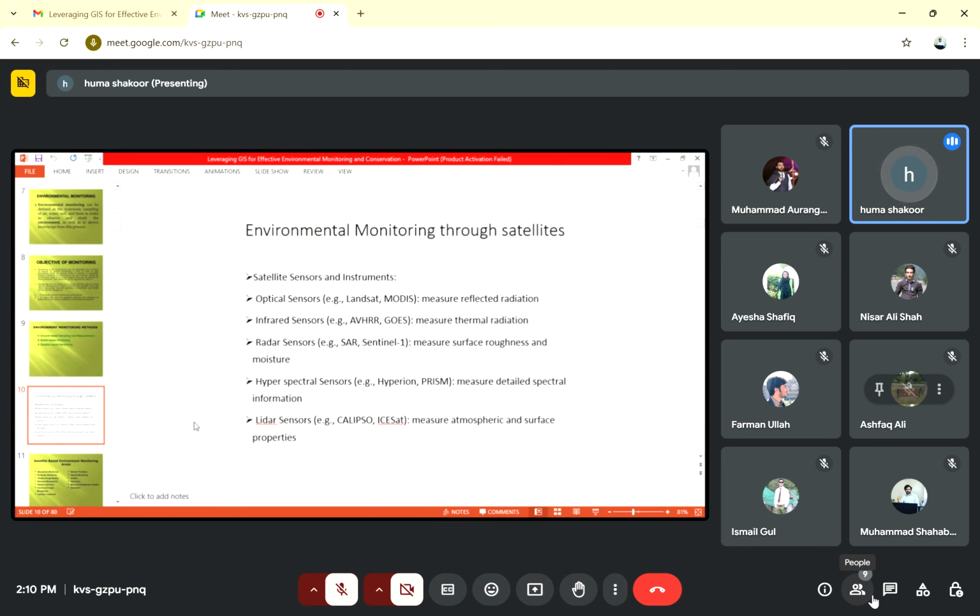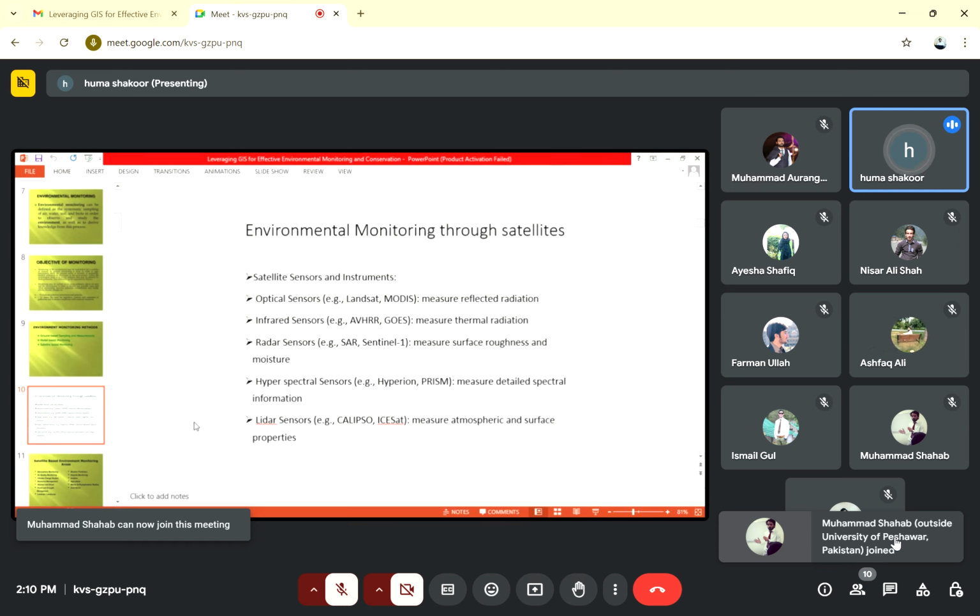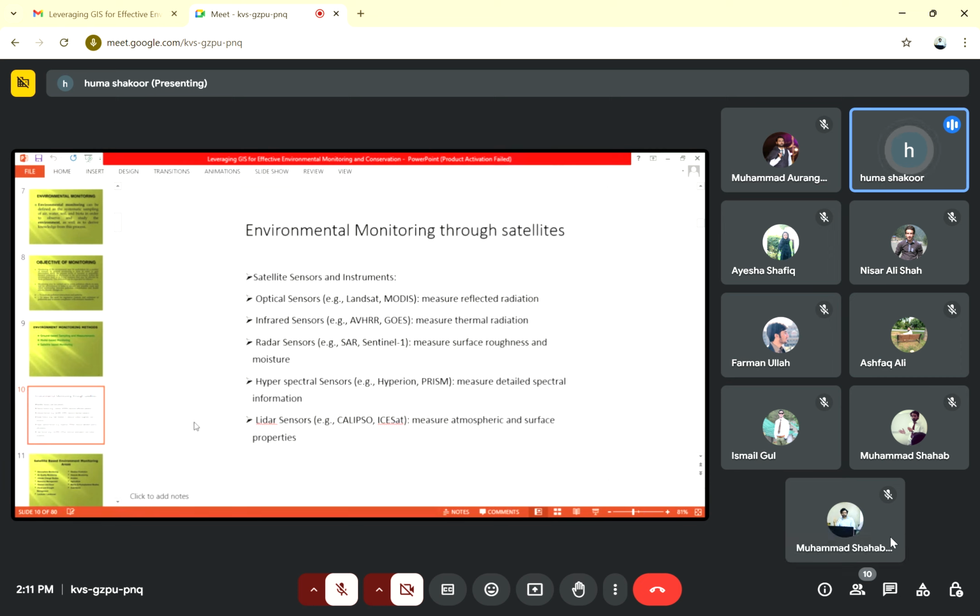Optical sensors are used to measure reflected radiation coming from the sun. Infrared sensors are used to measure thermal radiation. Radar sensors are used to measure surface roughness and moisture. Hyperspectral sensors are used to measure detailed spectral information, and lidar sensors are used to measure atmospheric and surface properties. You know what is in our atmosphere? It is a layer which envelops the earth. That is called our atmosphere, and it is a mixture of different types of gases and water droplets, which is present in the form of humidity.